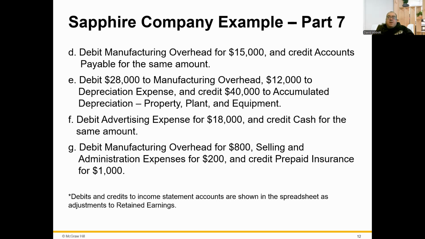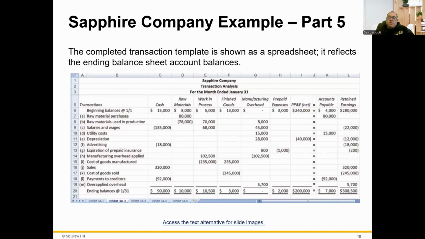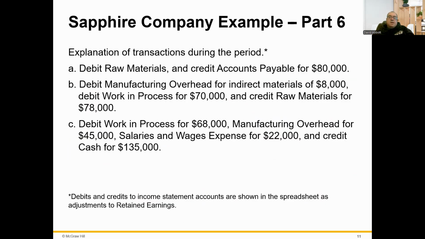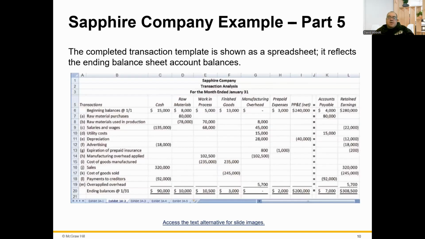And then they would debit the manufacturing overhead for 15,000 and credit the accounts payable for that same amount, and that's what is D for the utilities. So we account for our utilities. And then we would debit 28,000 to manufacturing overhead, and then also debit 12,000 to depreciation expense. And then we would credit 40,000 to the accumulated depreciation on plant, property, and equipment. And that is to set up for our depreciation for what is used for the production.